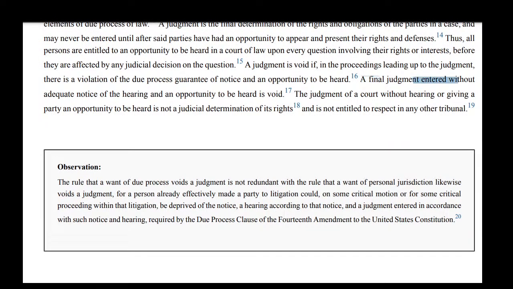A final judgment entered without adequate notice of the hearing and an opportunity to be heard is void. The judgment of a court without hearing or giving a party an opportunity to be heard is not judicial determination of its rights and is not entitled to respect in any other tribunal. Not entitled to respect. Observation.